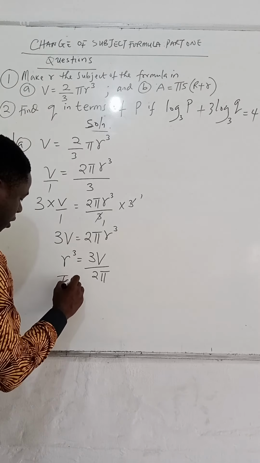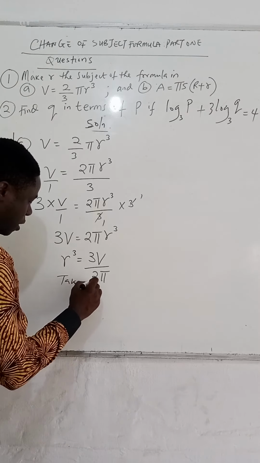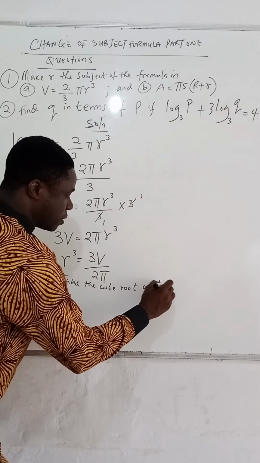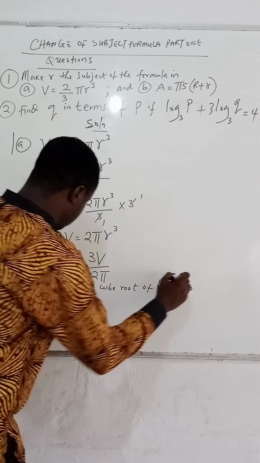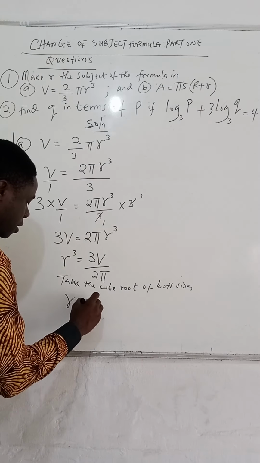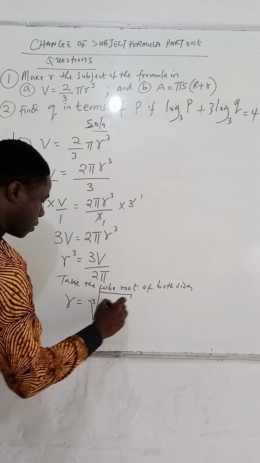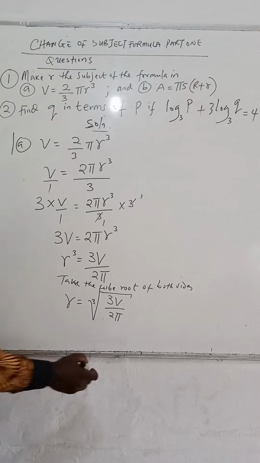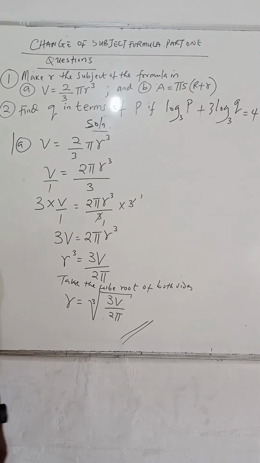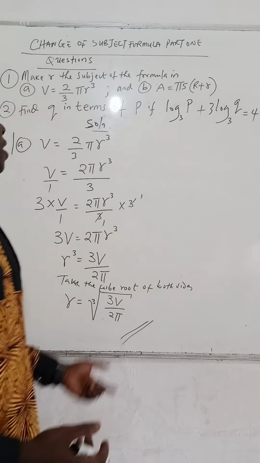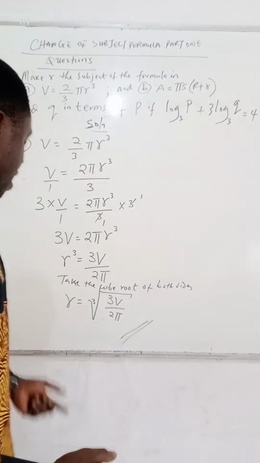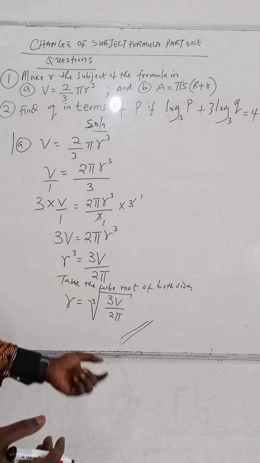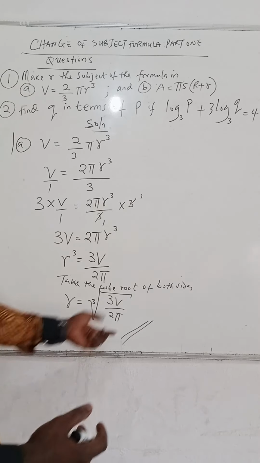So you take the cube root of both sides. So this becomes the cube root of 3V over 2 pi. So we have succeeded in making r the subject of the formula. Here, r is the subject because r is now standing alone on one side of the equation or the formula.